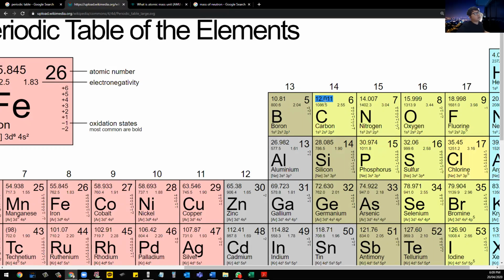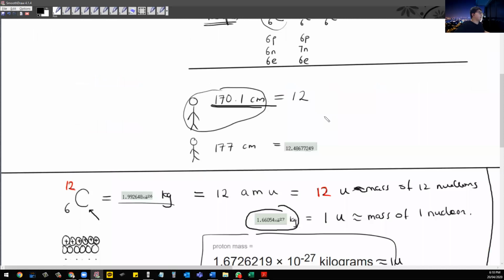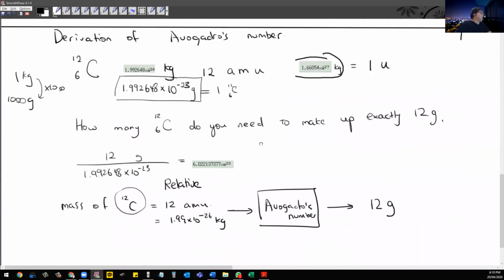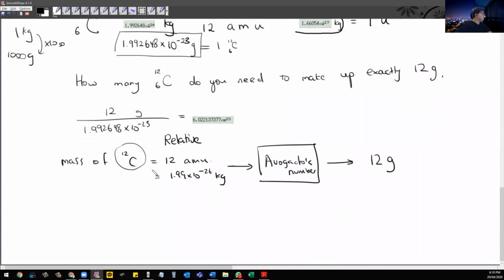In short, this is because it's made up of a bunch of isotopes like carbon 13, carbon 14, carbon 15, etc. You guys already learned that, I think, when you did weighted average, right? But when we are only talking about carbon 12, the relative atomic mass is exactly 12 and doesn't have any unit.